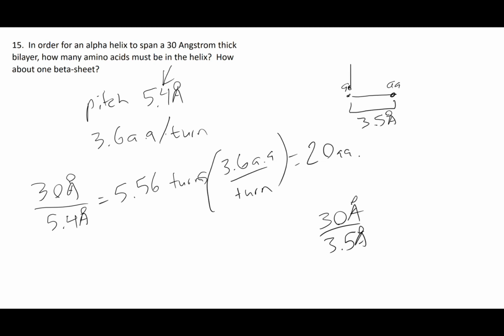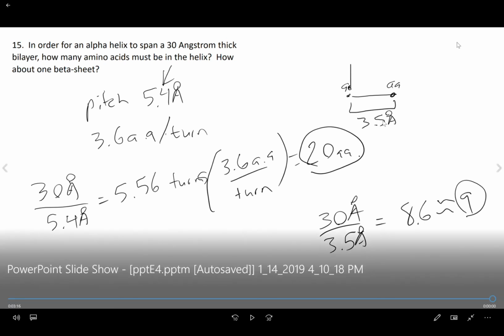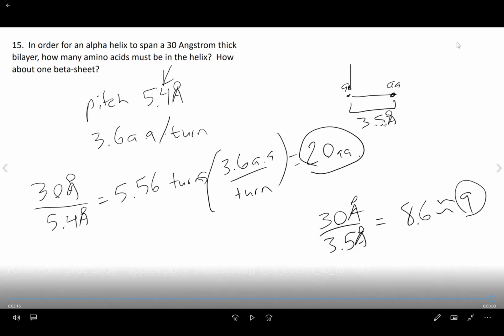How many of these gaps are we going to have, or how many amino acids are going to be necessary? It comes to 8.6 amino acids. So we essentially need 9 amino acids to span this membrane using a beta sheet. And so you can see, because of the condensed coiled nature of an alpha helix, many more amino acids are actually necessary to span that membrane as opposed to a beta sheet.